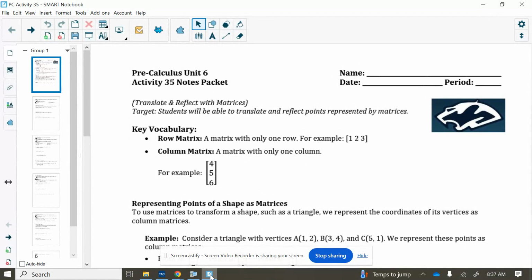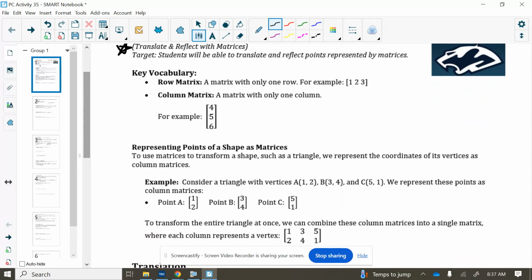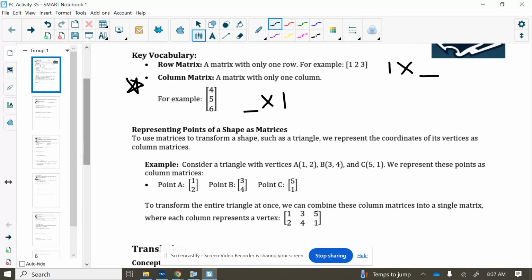Welcome to Activity 35. Today we are going to talk about using matrices for transformations, particularly to translate and to reflect. First of all, when we are looking at points or different figures to translate or reflect, we can organize our data as a matrix, particularly as a row matrix, or what we will be using more often, a column matrix. So again, a row matrix means you would have a 1 by however many pieces of data versus a column, which would be one column, and then your rows would be different depending on the amount of your data.